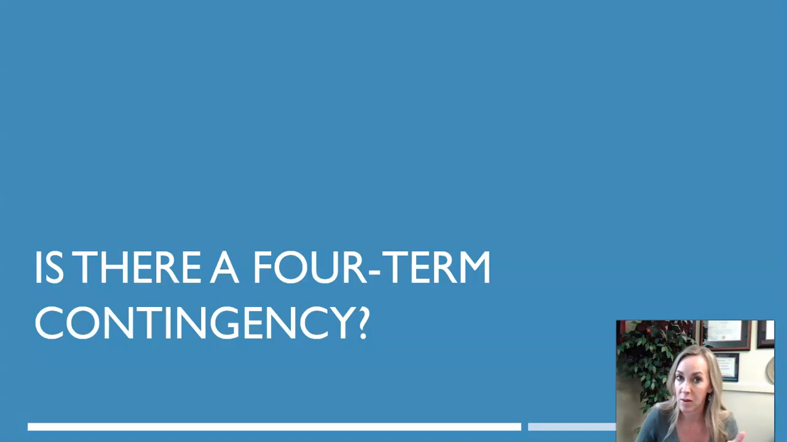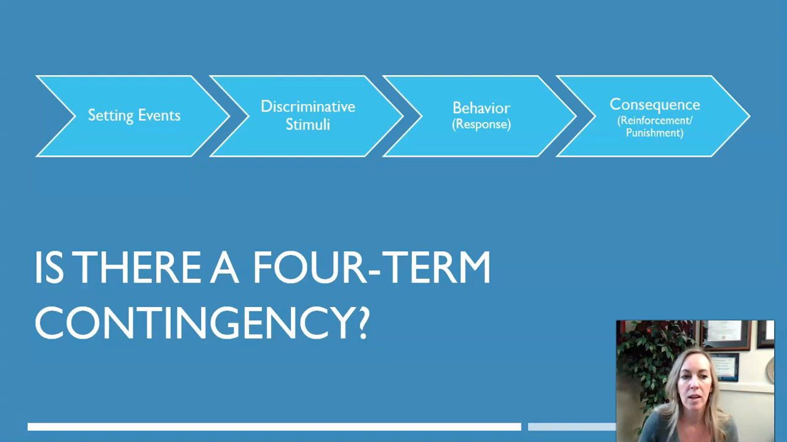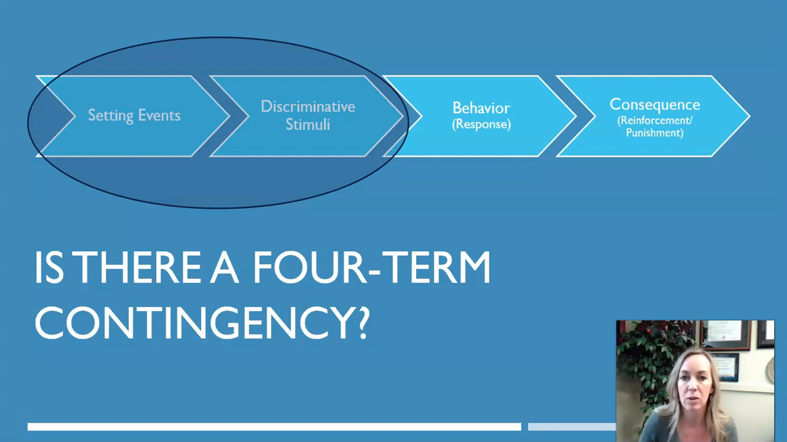But even more complicated is to think about, is there a four-term contingency? Have you ever heard of that? Well, let's think about it. What if we broke antecedents down, what's happening before the behavior, into two distinct areas that we can focus our attention on to really achieve setting the student up for success? I want to talk to you about setting events and discriminative stimuli.